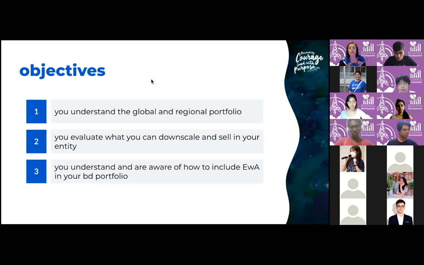where there is a bit more clarity on what are the main products that we are selling globally and regionally. And also we'll understand a bit more what I can do about it, right? How this can become an opportunity for me. And then also evaluate how we can downscale and sell in your entity, aside from your national portfolio. We have a bunch of ideas for you. Then you can also take them and of course customize them for your reality and change them.